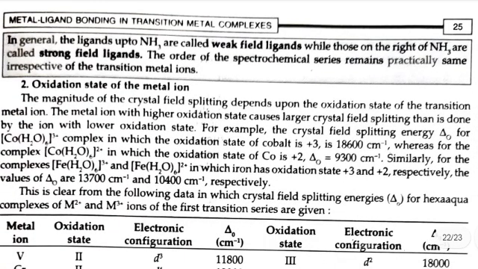Oxidation state of the metal ions. The magnitude of the crystal field splitting depends upon the oxidation state of the transition metal ion. The metal ion with a higher oxidation state causes larger crystal field splitting than is done by ions with a lower oxidation state. For example, the crystal field splitting energy delta naught for the complex in which the oxidation state of cobalt is +3 is 18600 cm inverse, whereas for the complex [Co(H2O)6]2+, in which the oxidation state of cobalt is +2, delta naught is equal to 9300 cm inverse.